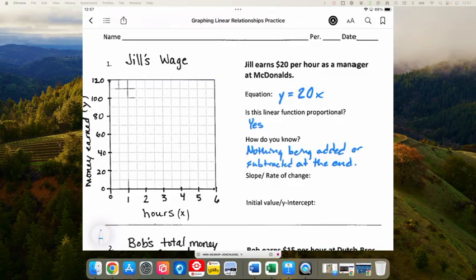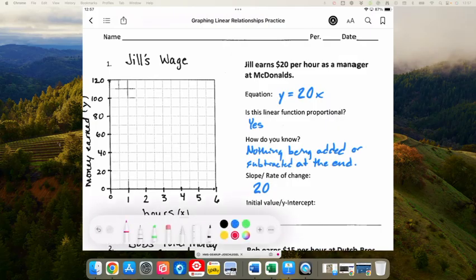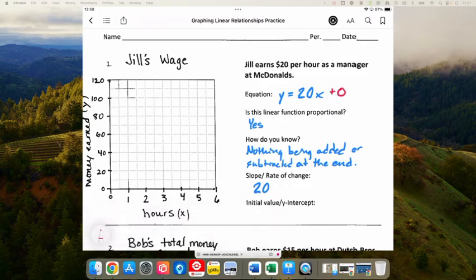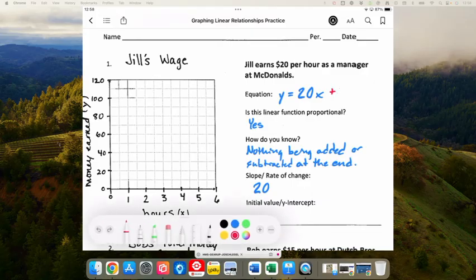The slope, or the rate of change, you would have used the word rate of change in 7th grade quite a lot probably, or the constant of proportionality. It's the same exact thing. So the slope or the rate of change is just how much it is changing by for every one. And so for every hour it is changing by $20. And then the initial value, or the y-intercept, would be this number that is being added to the end here. So in this case there is nothing being added. So we would say that the initial value, or the y-intercept, is 0.